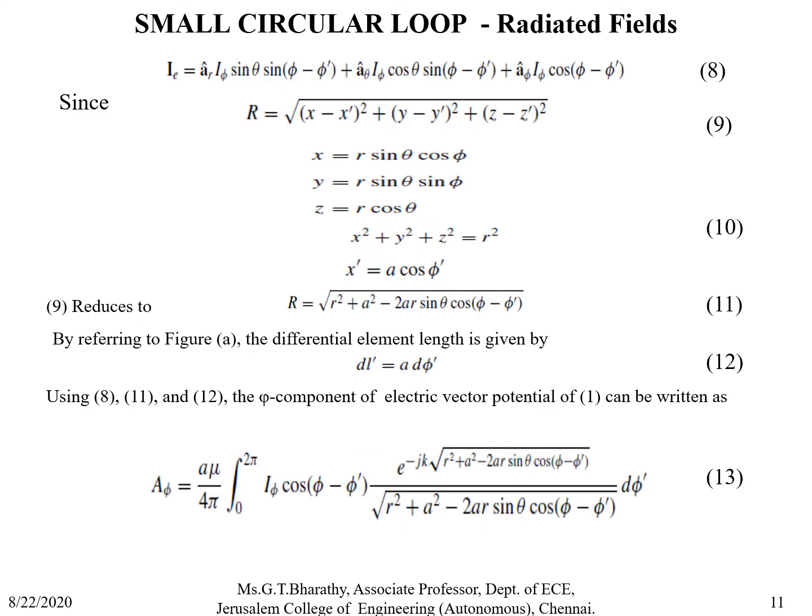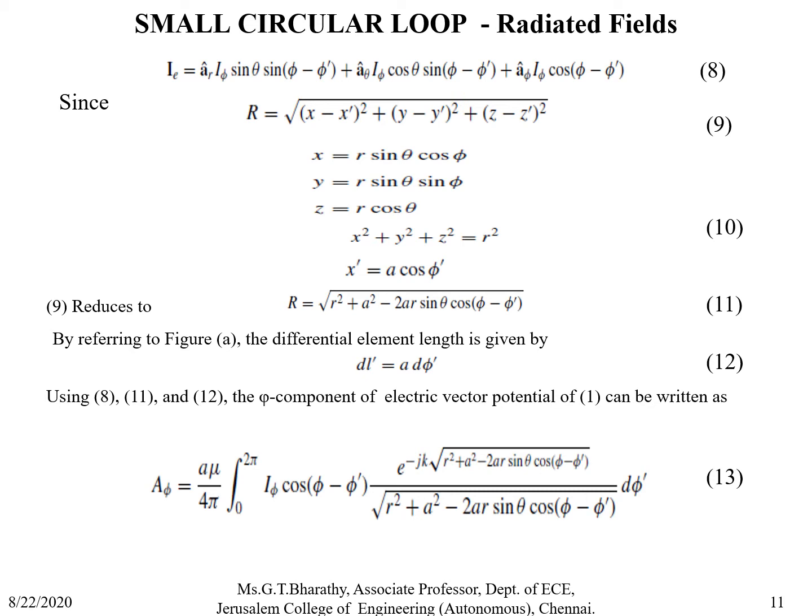So x is equal to r sin theta cos phi, y is equal to r sin theta sin phi, z is equal to r cos theta. x squared plus y squared plus z squared is represented by r squared, and x dash is equal to a cos phi dash. So substituting everything in equation 9, equation 9 gets reduced to capital R is equal to square root of r squared plus a squared minus 2ar sin theta cos (phi minus phi dash). So when we refer to the figure which we have already seen for a small circular loop antenna, the differential element length is represented by dl dash, which is equal to a d phi dash.